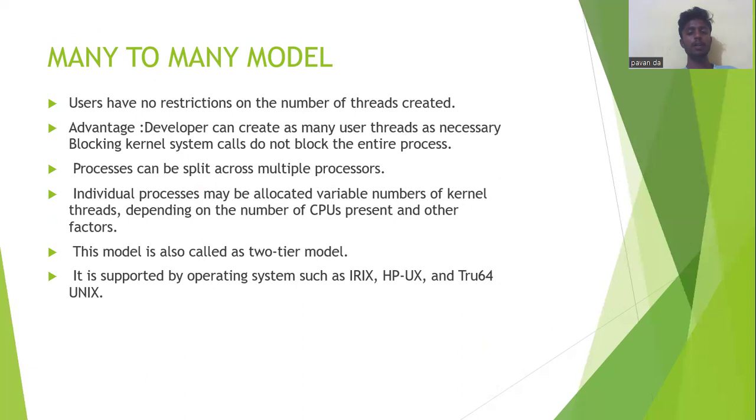Blocking kernel system calls do not block the entire process. Processes can be split across multiple processors. Individual processes may be allocated variable numbers of kernel threads depending on the number of CPUs present and other factors. This model is also called the two-tier model. It is supported by operating systems such as IRIX, HP-UX, and Tru64 Unix.